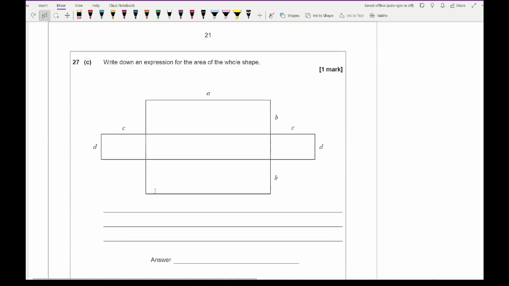Then for C, it says write down an expression for the total area. Well, again, if I just label each of these, and we've got CD and we've got AB. So looking at this, we've got 2 ABs, we've got 2 CDs, and we've got 1 AD, and there is my final answer.